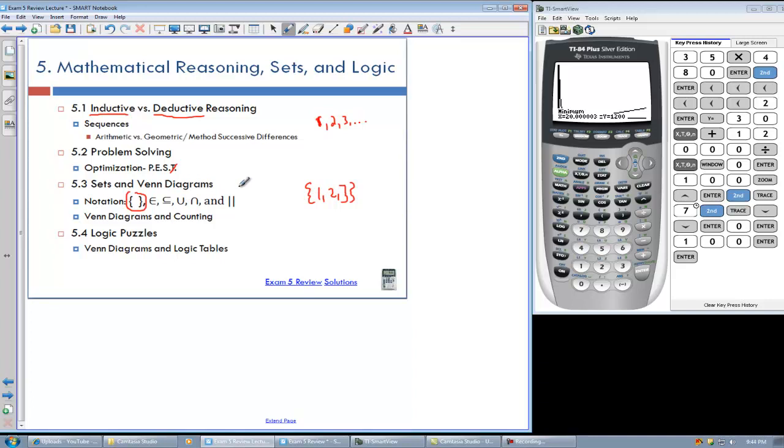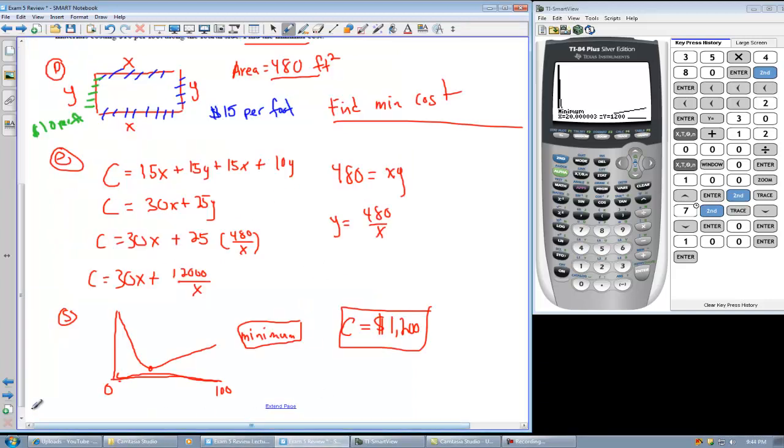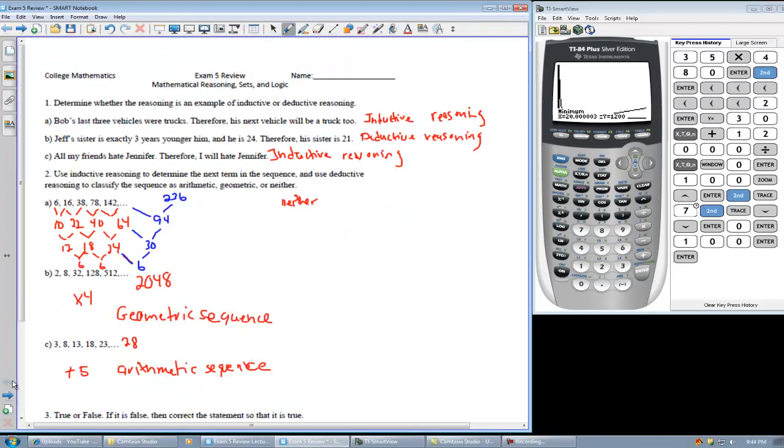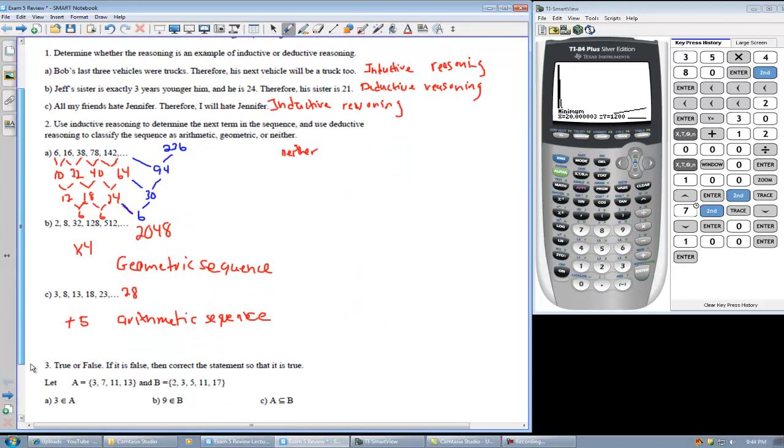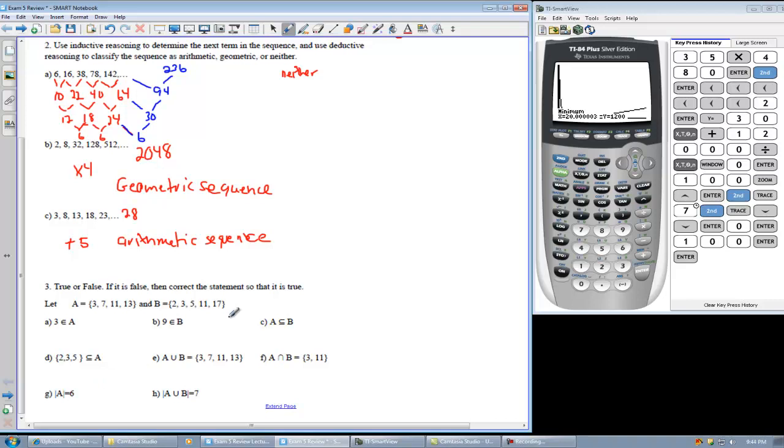Union, you can combine sets. Intersection, you can intersect them. And then these absolute value symbols mean the cardinality, which is simply the number of things in a set. So let's take a look at the review, because there's a couple problems on the review in which we work with these symbols. So let's look at number three.